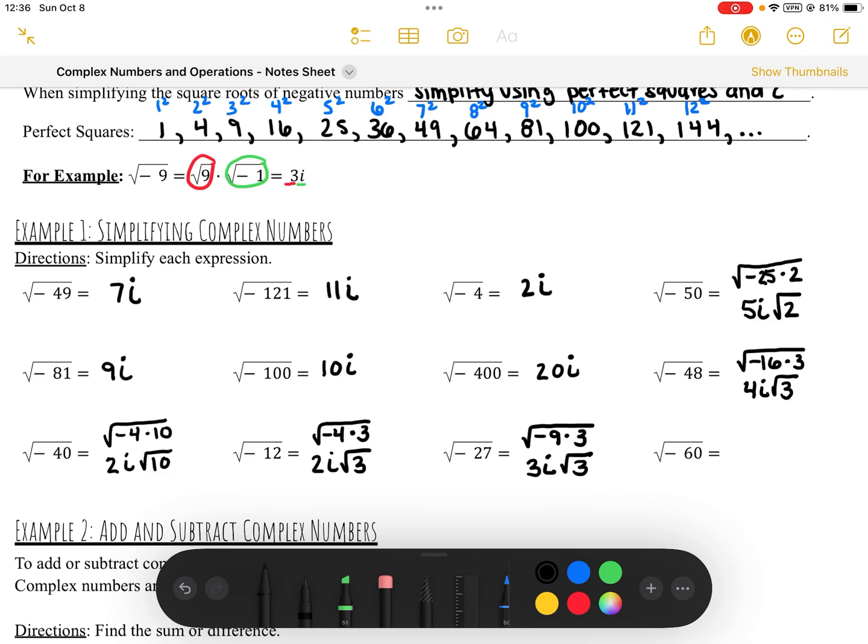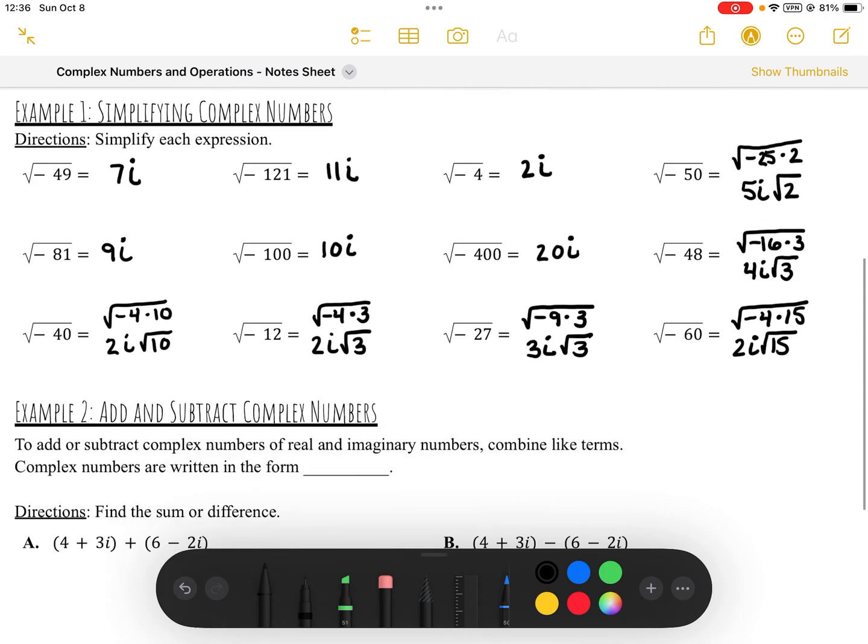And then the last one, square root of negative 60. 60 is not a perfect square, but it can be rewritten as a product of a perfect square and a number. Negative 4 times 15 gives you negative 60. Square root of negative 4 simplifies to 2i, so I have 2i root 15. So that is how you simplify complex numbers when you have negative square roots. You have to look for a perfect square. The negative tells you you're going to have an i in your answer.